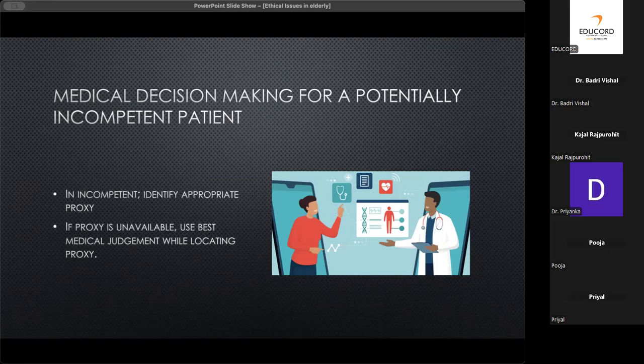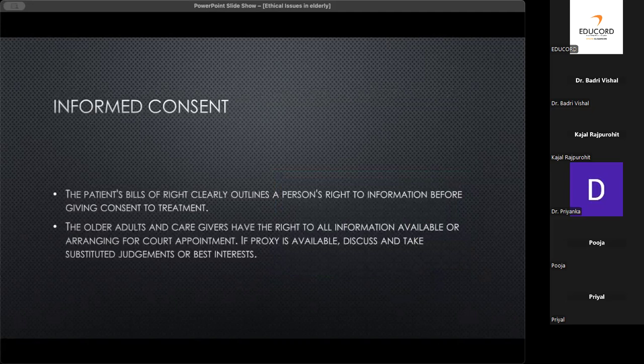But what if that proxy is not available? Then we are expected to give the best treatment as per medical judgment while looking for the proxy. Someone will be there who can give the consent, and we will find that person and then get consent. Until then, when we are not finding any proxy, we cannot subject the patient to not getting treatment. We will give the best medical judgment, get things done, and find the proxy.